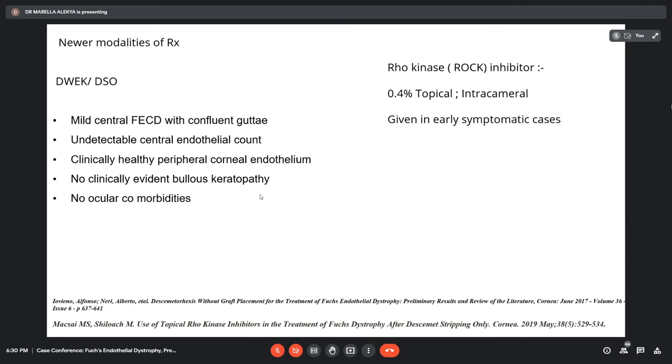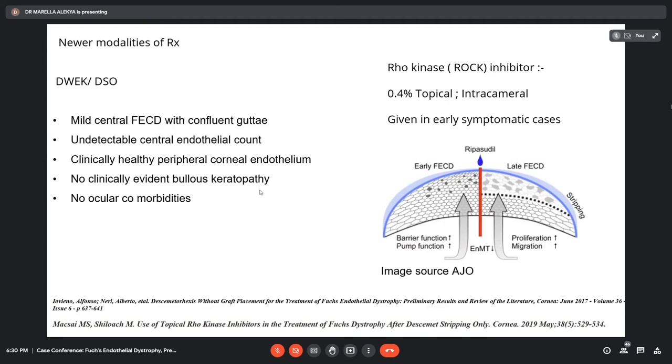Basically, I think it's because of the way in which they did patient selection. When you do it in an edematous cornea, obviously the result will not be good or it will take longer time. So it is still not a widespread procedure, but possible. And Rho kinase inhibitors, like ripasudil, are used. According to studies, this increases the migration and proliferation of surrounding healthy endothelial cells.